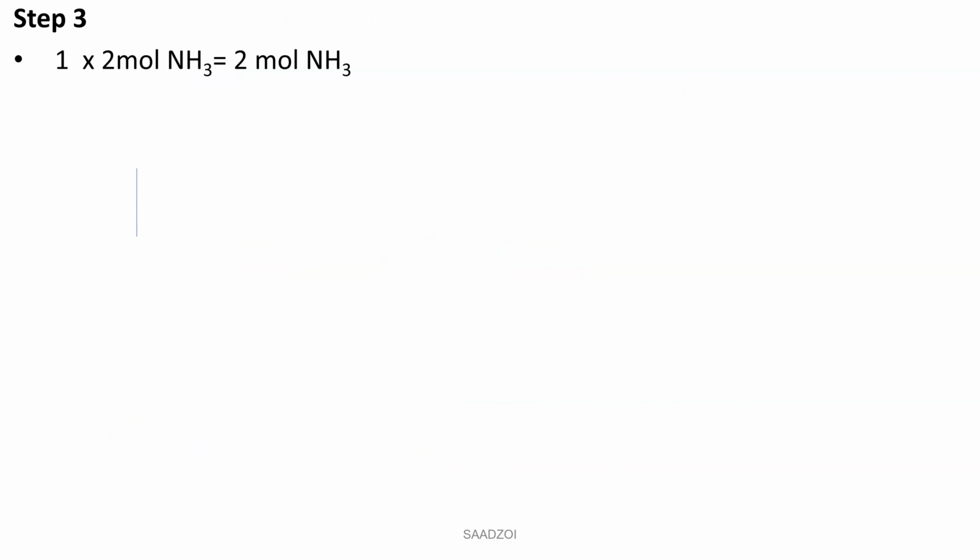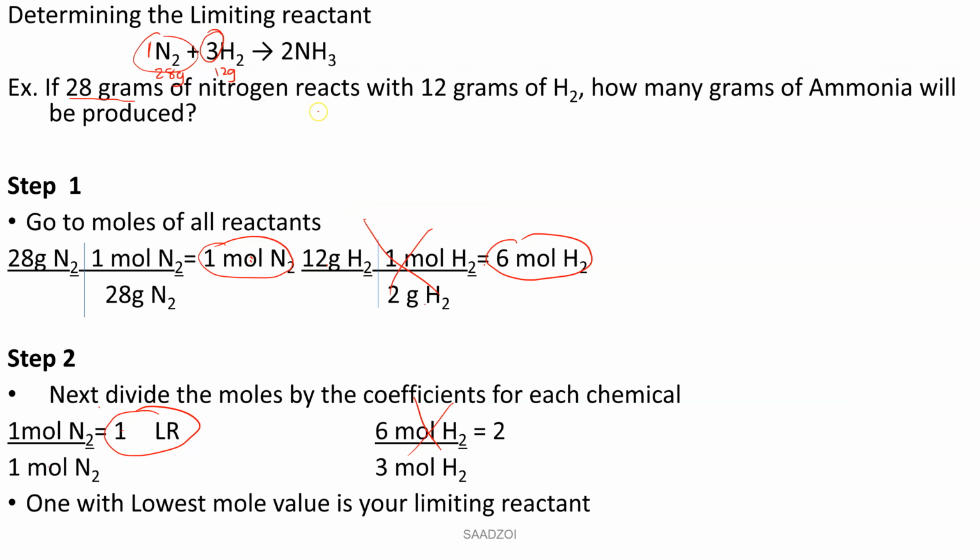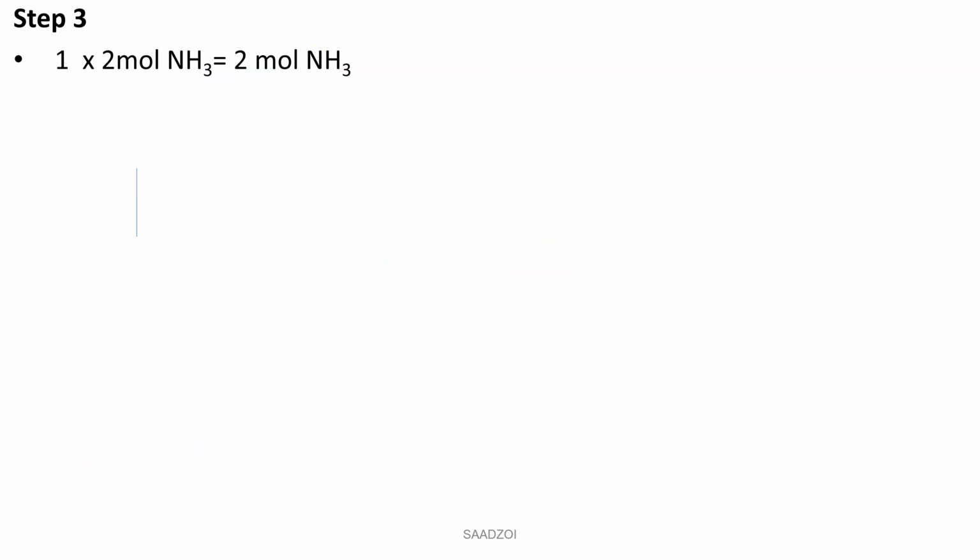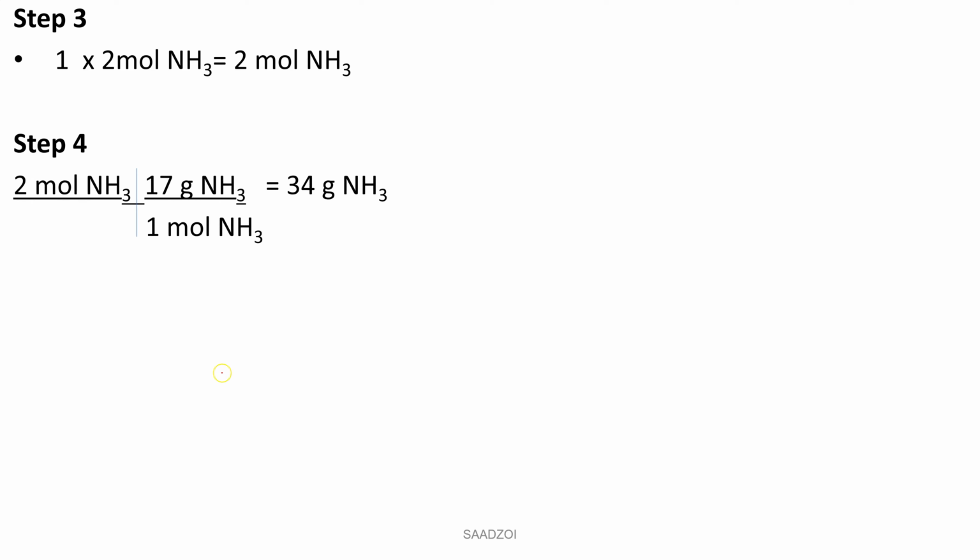Step 3, you're going to multiply by the coefficient for what you're trying to go to. So in this situation, we're going to ammonia, right? So what's the coefficient for ammonia? 2. We're going to take the 1 that we got here, and we're going to multiply by the coefficient of what we're looking for. Notice at this point, there are no units, right? The units all canceled out. So you just have a number. So when you multiply by the 2 moles of ammonia, you go to moles of ammonia. So now you have 2 moles of ammonia. And in step 4, because you're looking for mass, we're going to take the molar mass from the periodic table, and then multiply by that 2 moles. So 2 moles, 17 grams per mole, you get 34 grams of ammonia. That's your final answer. So that is the mass of ammonia, and that's how you solve for it.